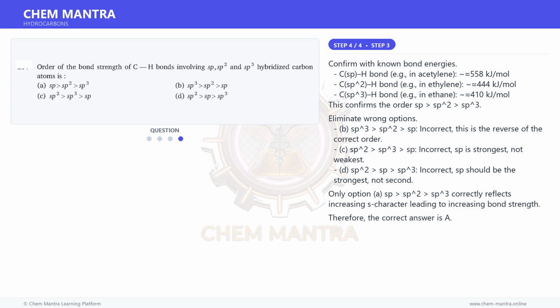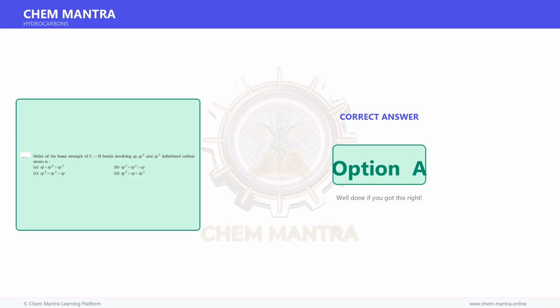Only option A, sp > sp2 > sp3, correctly reflects increasing S character leading to increasing bond strength. Therefore, the correct answer is option A.